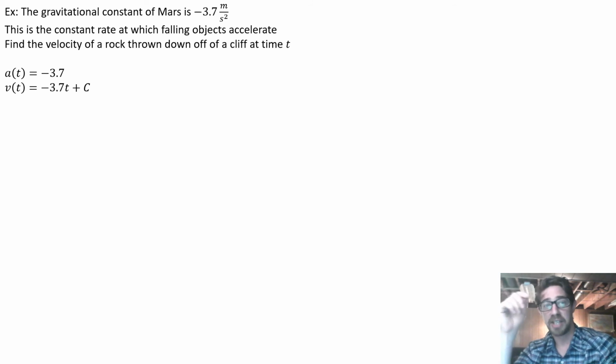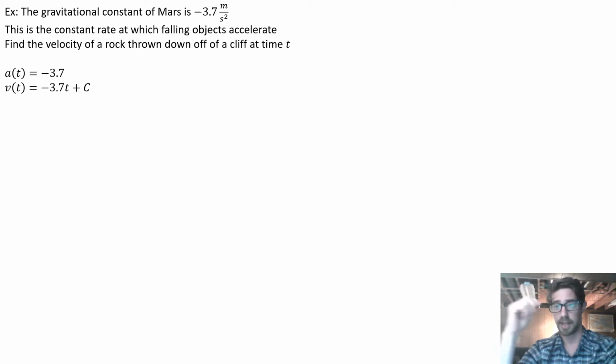Okay, so a of t is negative 3.7. Forget about the units for now. Negative 3.7 is a constant, right? The antiderivative of a constant is just like cx. We're not using x, we're using t. So the antiderivative of negative 3.7 is negative 3.7 t plus c, right? The derivative of velocity is acceleration. So if we know the acceleration, the antiderivative of acceleration is velocity. So just convince yourself that the derivative of negative 3.7 t plus c is just negative 3.7. That's the velocity of anything that you throw in the air after t seconds.